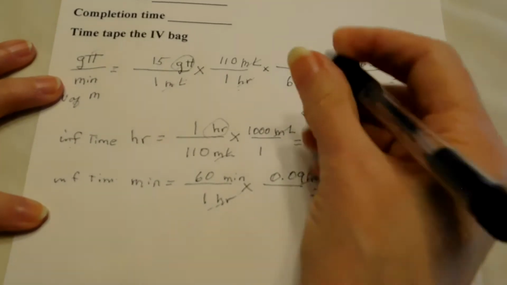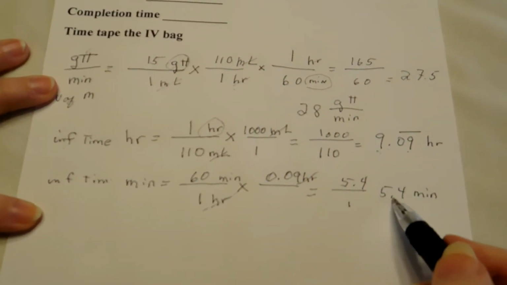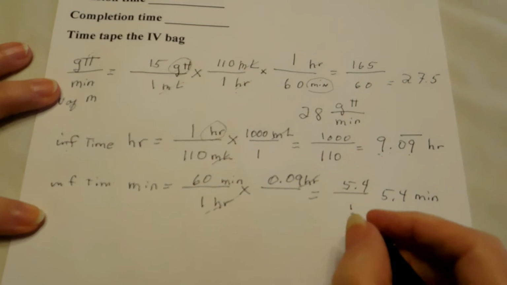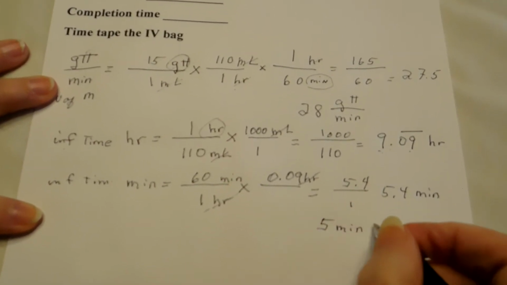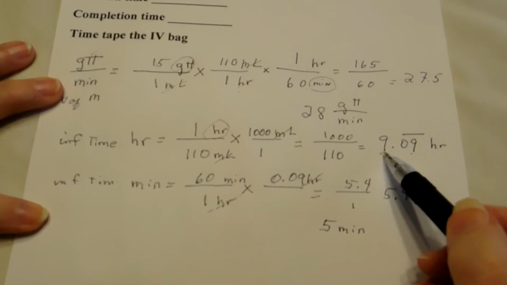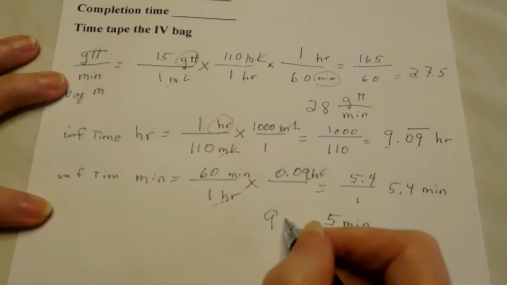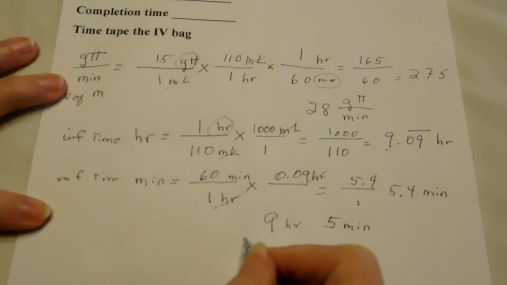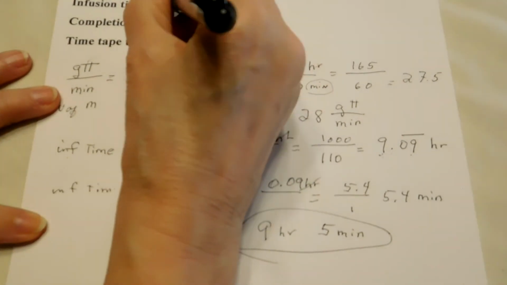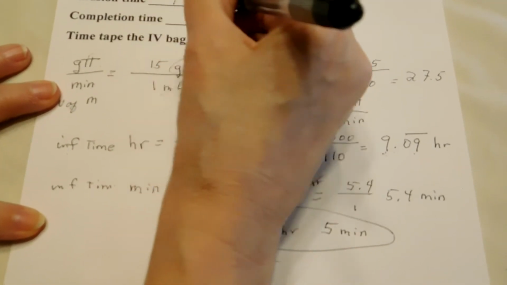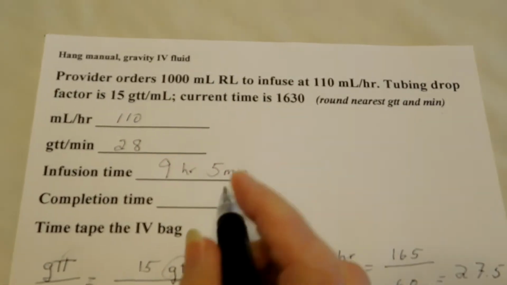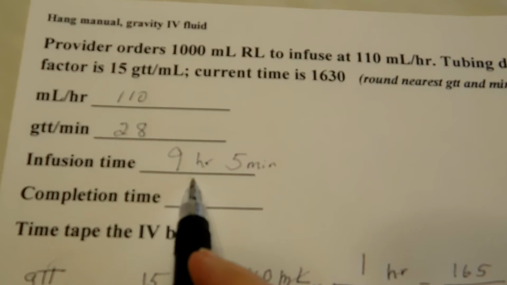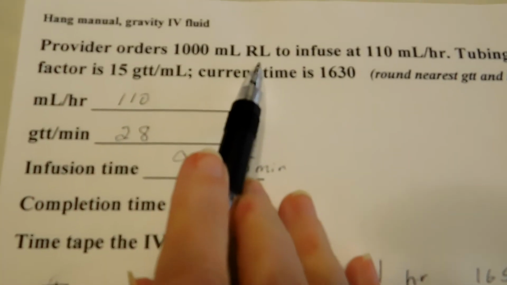And we are told to round to the nearest minute, so we will round to 5 minutes. That makes our time 9 hours and 5 minutes, and that's the infusion time. That is how long it will take to infuse this fluid.